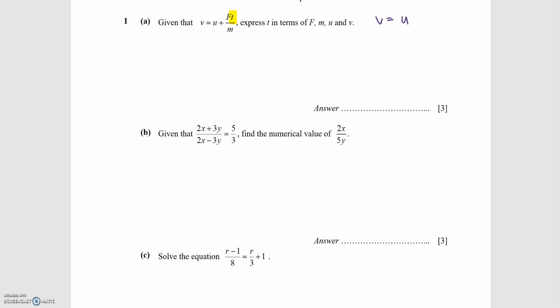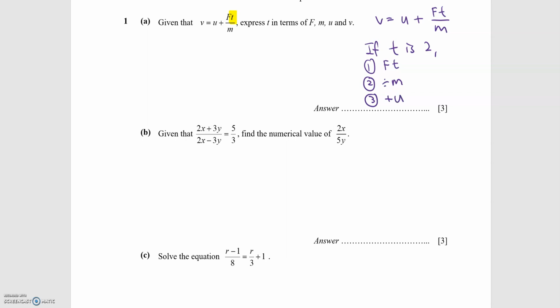You are given v equals to u plus ft over m. Now, if you imagine that t is a given value, what would you do to t in order to find the value of v? So if t is a value, let's say 2, then the first thing you will do is to take f times t. The second thing you will do is then to divide by m. And the third thing you will do is to add u.